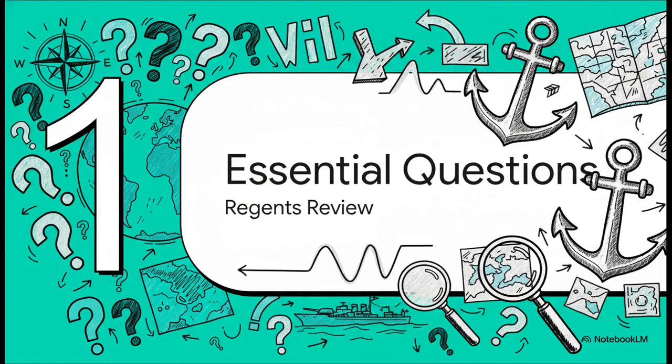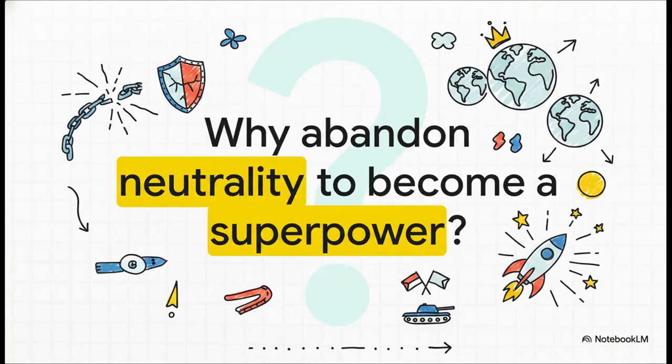Section 1. Essential questions. To really grasp this unit, we need to anchor our review around 2 massive historical mysteries. Here is our first essential question. Why did the United States abandon its traditional neutrality to become a superpower? Keep this huge shift in foreign policy in the back of your mind as we go. Like, how does a country that just wanted to be left alone end up leading the free world?